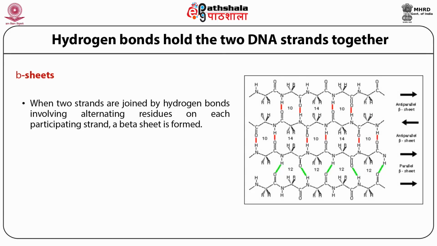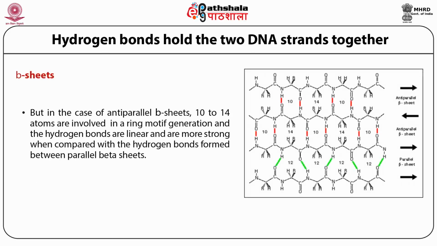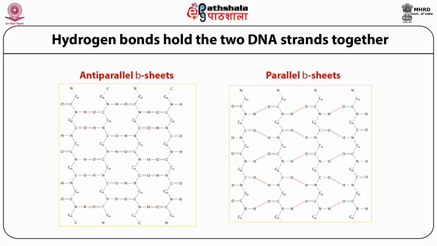When two strands are joined by hydrogen bonds involving alternating residues on each participating strand, a beta sheet is formed. In parallel beta sheets, the hydrogen bonds formed are not linear and include 12 atoms in a ring pattern. But in the case of anti-parallel beta sheets, 10 to 14 atoms are involved in a ring motif, and the hydrogen bonds are linear and stronger when compared with the hydrogen bonds formed between parallel beta sheets. This picture shows the distinction between anti-parallel and parallel beta sheets.